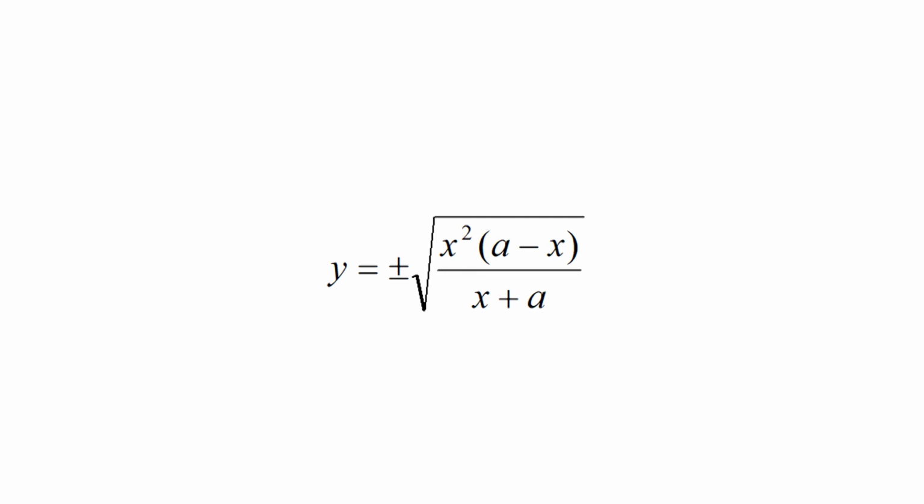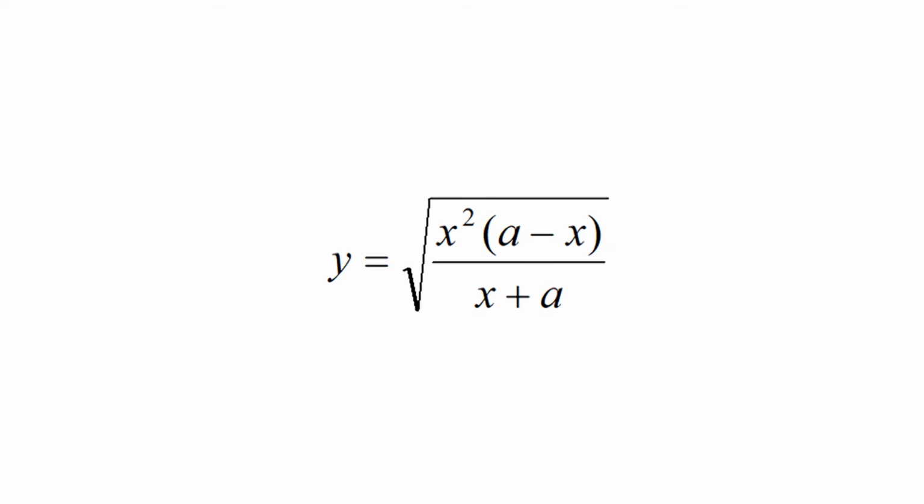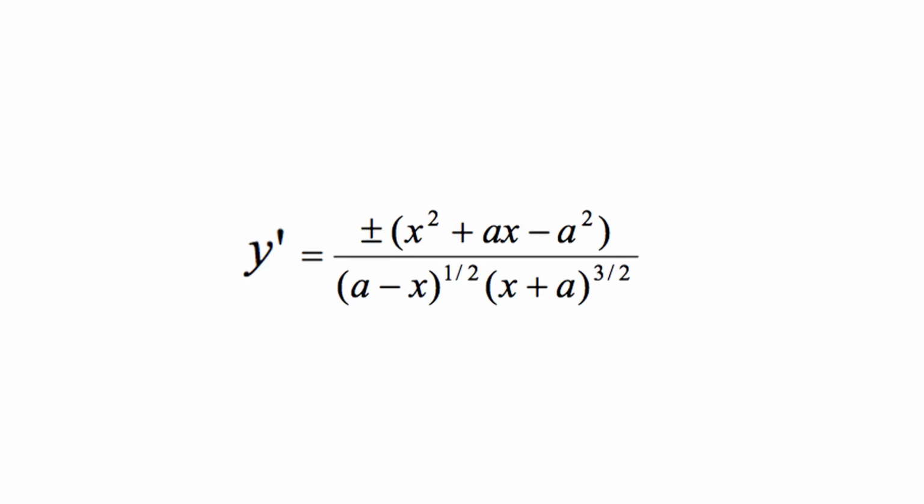We have y is equal to plus or minus square root of x square into a minus x divided by x plus a. Since the curve is symmetric about the x axis, we look at the curve for y greater than or equal to 0. So, let y is equal to square root of x square into a minus x divided by x plus a. Then by quotient rule of differentiation, y dash is equal to plus or minus x square plus a x minus a square whole divided by a minus x to the power half into x plus a to the power 3 by 2.